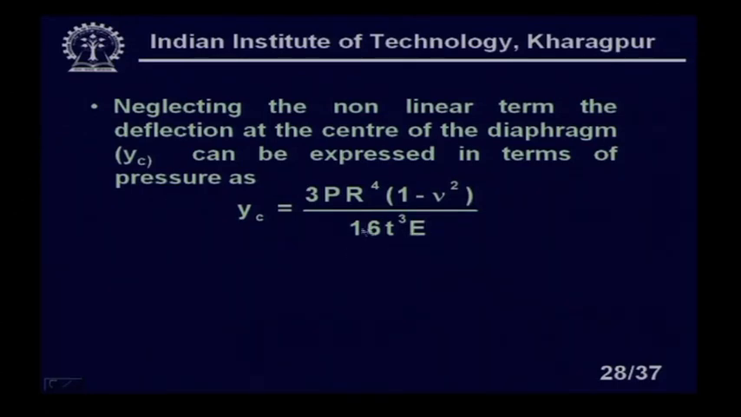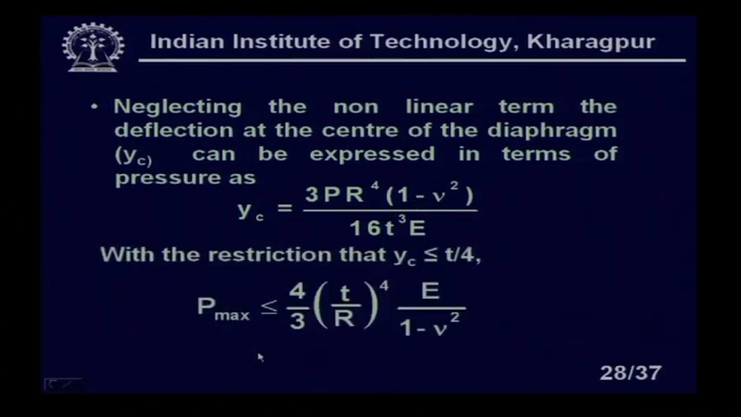This we have already given in terms of P. Now, we are neglecting the cube term, the third-order term. If we neglect that term, I will get an expression: the center point deflection Yc is equal to 3 P R to the power 4 (1 minus nu square) upon 16 T cube E, with the restriction that Yc should be less than T by 4, because this is the restriction we have to follow, otherwise that nonlinearity term we have to introduce here.